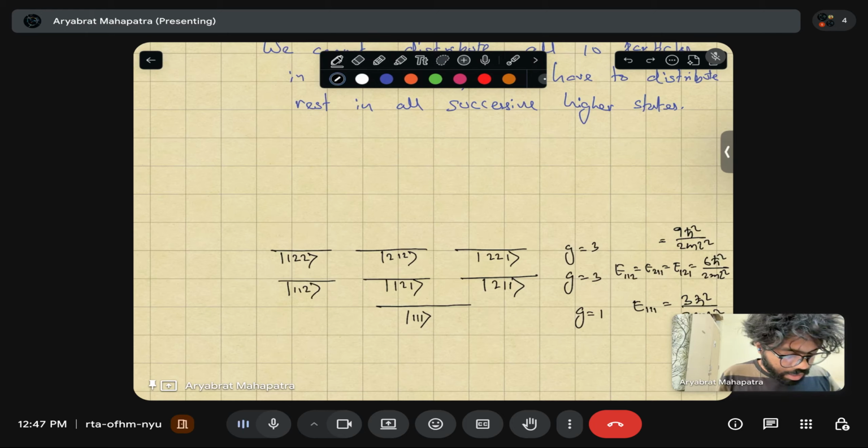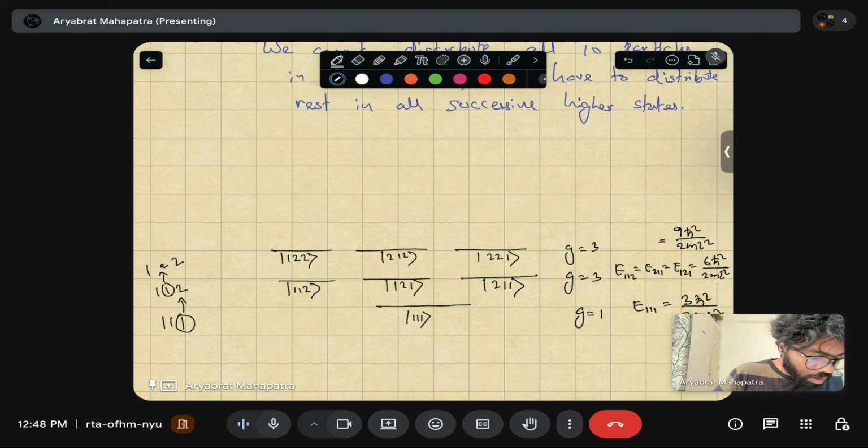The next energy levels would be, you can see we started with 1 1 1, and then we made one of the quantum numbers go to 2. So that means this will be the next higher level. Then again we made one of the ones go to 2. So this gave us the next higher successive energy level.